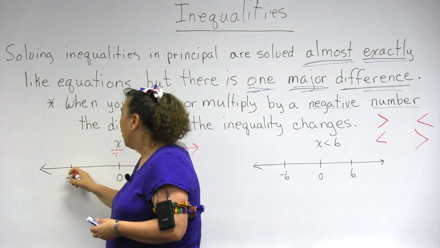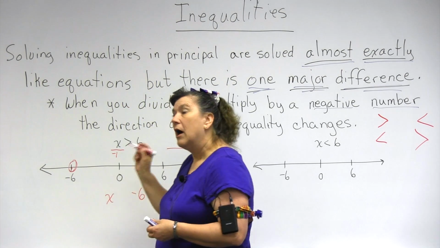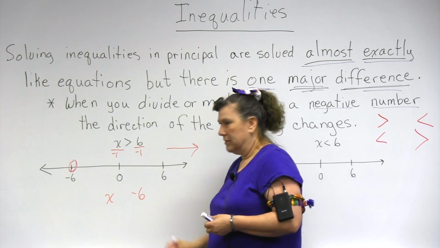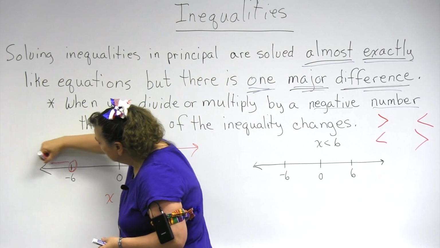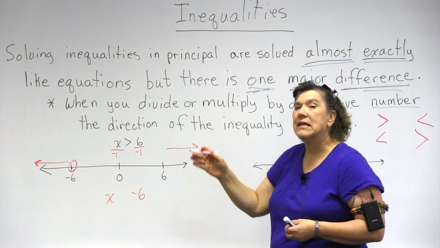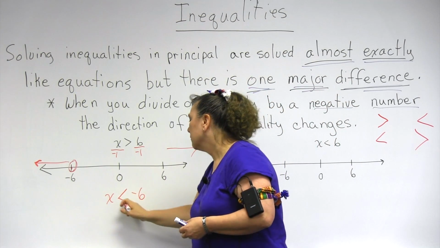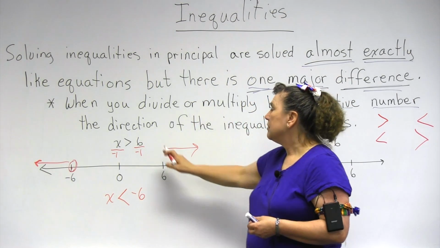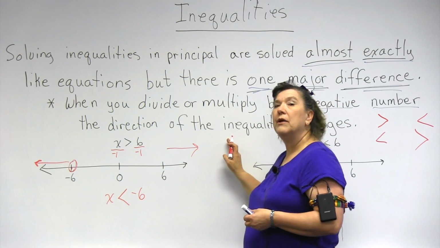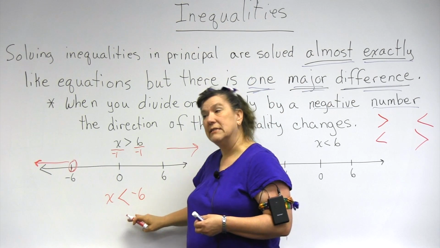Here is our negative, right here, -6. How do you move away from 0 if you're on that end? Well, you have to go in this direction. That direction is less than, because the farther left you move, the smaller the number. So notice that to move away from 0 on the positive side is a greater than. To move away from 0 on the negative side is a less than.